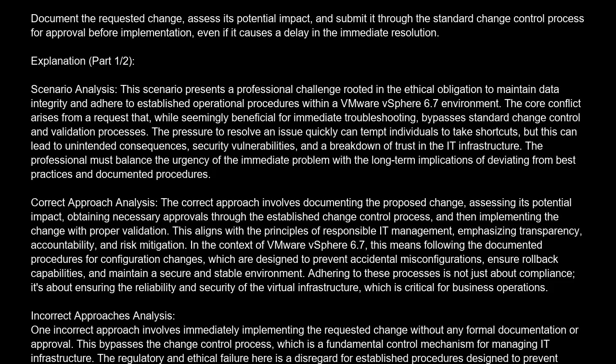The correct answer is D. Document the requested change, assess its potential impact, and submit it through the standard change control process for approval before implementation, even if it causes a delay in the immediate resolution.